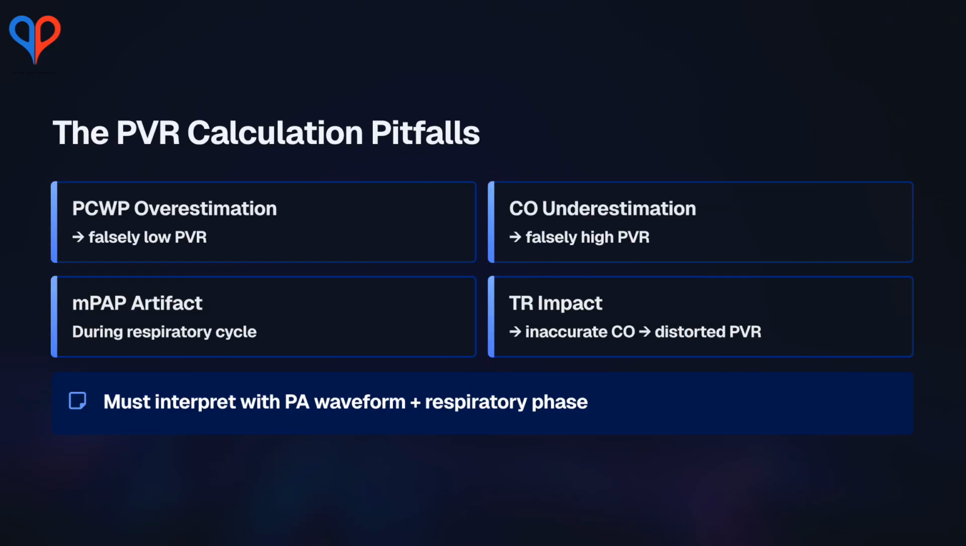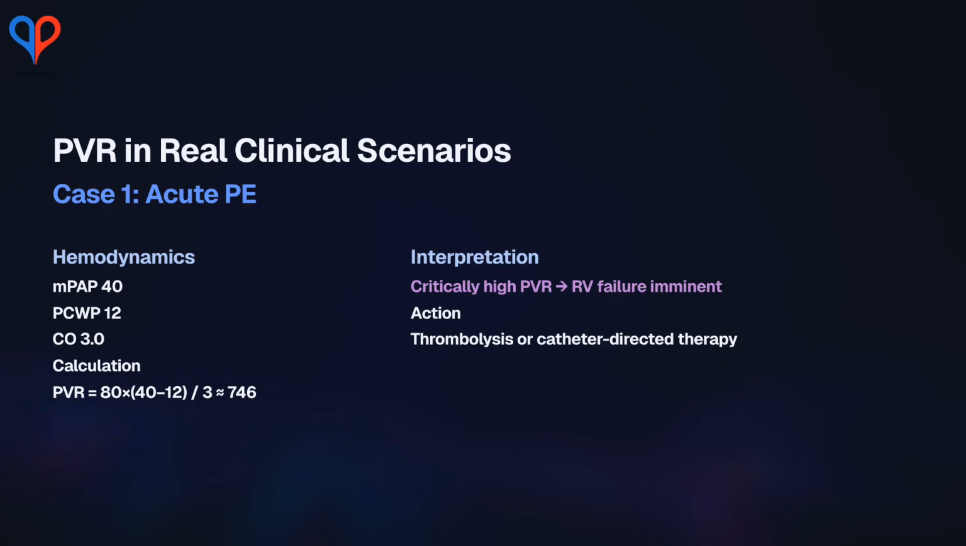Like SVR, PVR is a derived number with pitfalls. Overestimating wedge pressure reduces the numerator and yields falsely low PVR. Underestimating cardiac output yields falsely high PVR. Mean pulmonary artery pressure must be measured at end expiration for accuracy. Severe tricuspid regurgitation distorts thermodilution-based cardiac output measurements. PVR is most accurate when interpreted with PA waveforms, respiratory phase awareness, and the clinical picture.